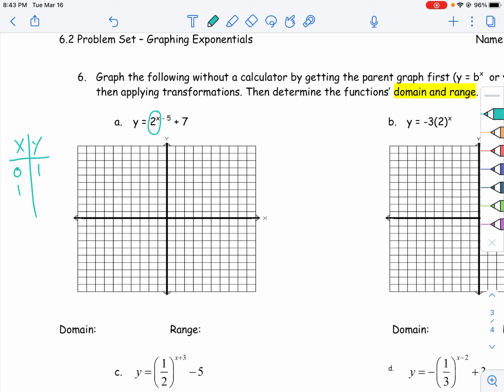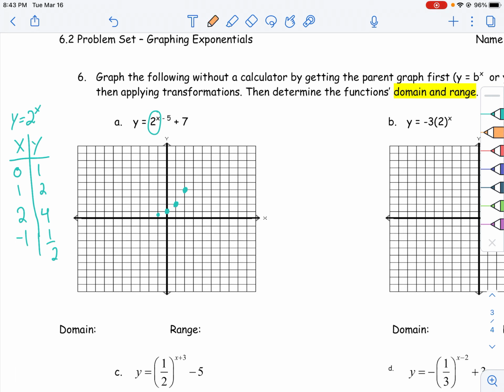You plug in 0, you get 1. You plug in 1, you get 2. Sorry, I should say this is y equals 2 to the x that I'm building a table for. You plug in 2 into x, you get out 4. You plug in -1, you get 1/2. We've already built this table before. So you get 0, 1, 1, positive 2, 2, positive 4, negative 1, 1 half.